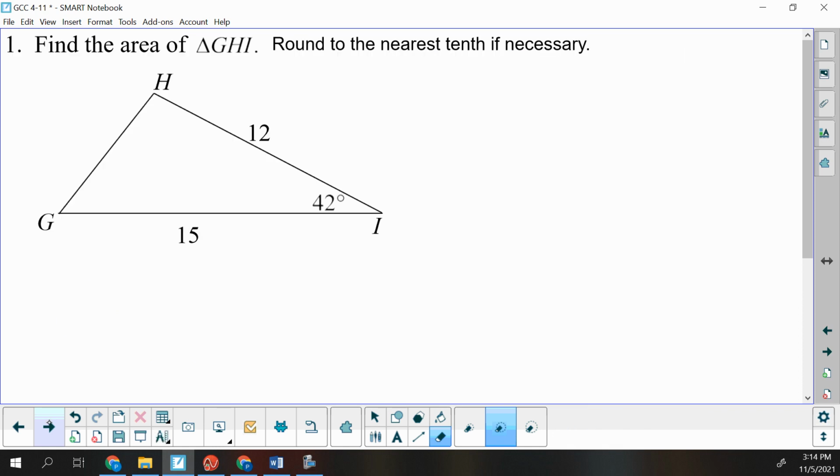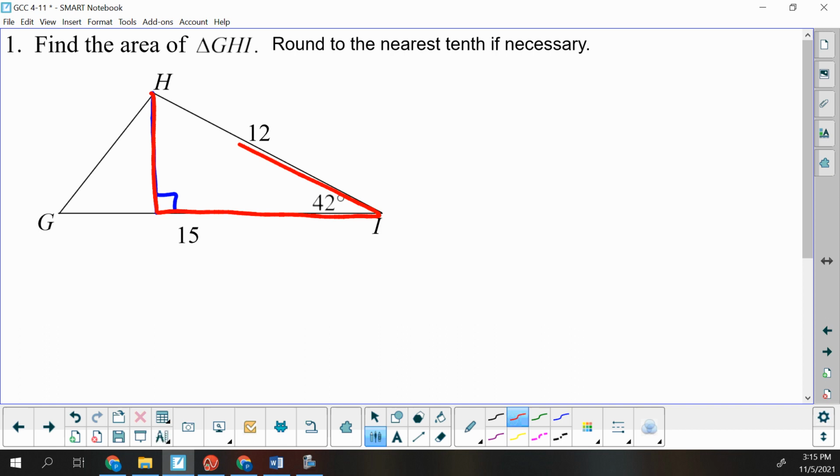This is the same picture as that third one. What we're going to do is draw in the altitude. Altitude goes from the vertex and forms a right angle with the other side. For a second, we're going to ignore the big picture and work with this triangle where we just dropped the altitude. What we want to do is find that vertical length, so let's call that x.